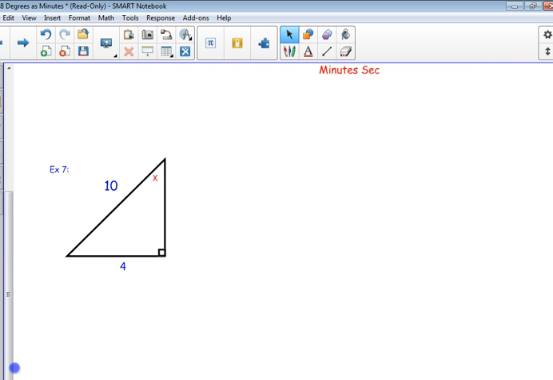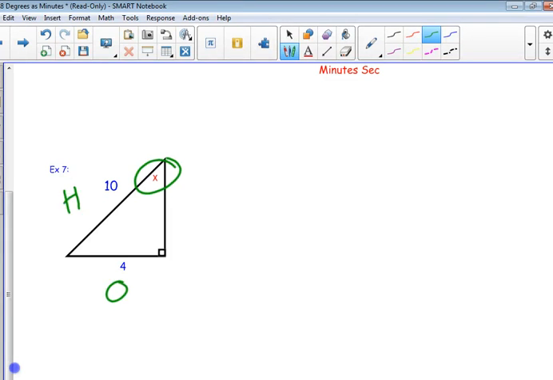I think this will make a little bit more sense with the rounding. So first thing we gotta do is figure out your x. CJ, which one do you want to use? Sine, cosine, or tangent here? Any idea? Alright, we've got the opposite, we've got the hypotenuse. Which one is that? Sine. Good, so we're going to do sine x equals 4 over 10.